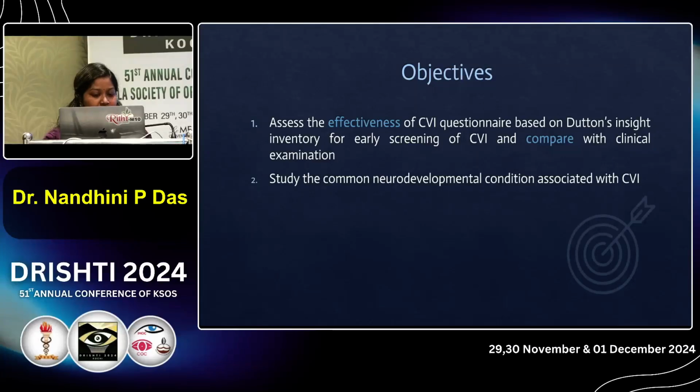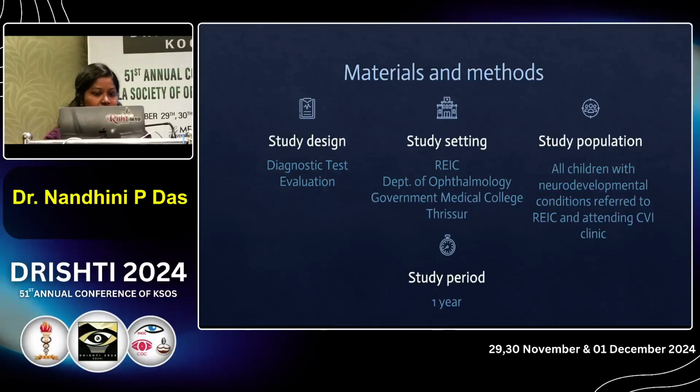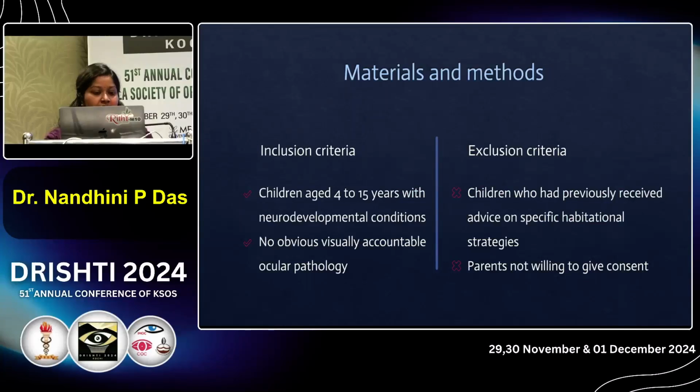The objective of my study is to assess the effectiveness of a CVI questionnaire based upon the Dutton Insight Inventory for early screening and compare it with clinical examination. Also to study the common neurodevelopmental conditions associated with CVI. The study design used is a diagnostic test evaluation conducted at REIC, Department of Ophthalmology, Government Medical College, Thrissur. The population included all children with neurodevelopmental conditions referred to the REIC and attending the CVI clinic for a period of 1 year.